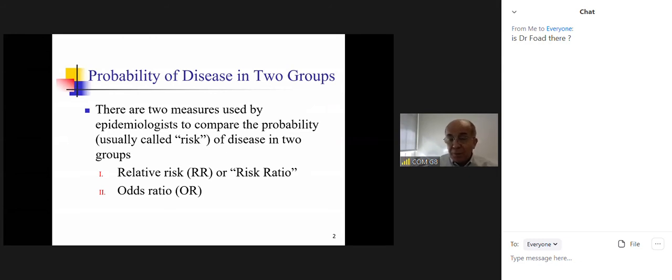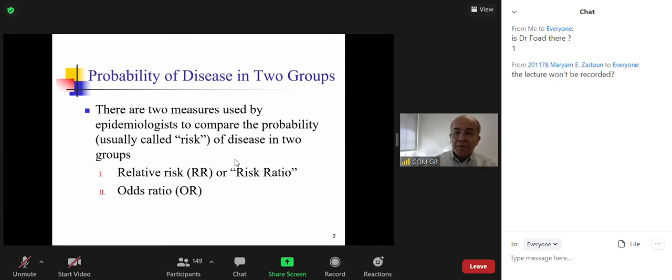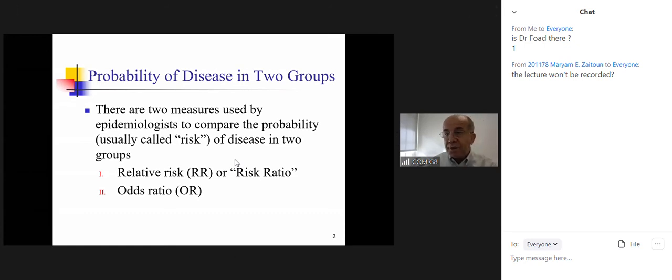Now, remember we studied the probability of an event in one group. What is the probability of me having an A in biostatistics? What's the probability of this person dying at this age? What's the probability of being cured from cancer at a certain age? Those are probabilities in one person, one group, and we did not compare anything.